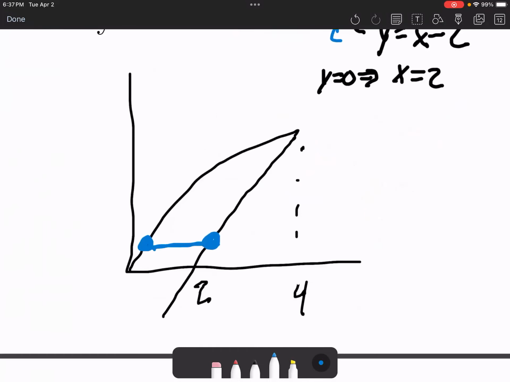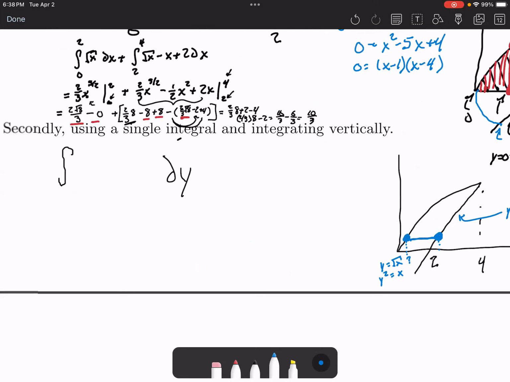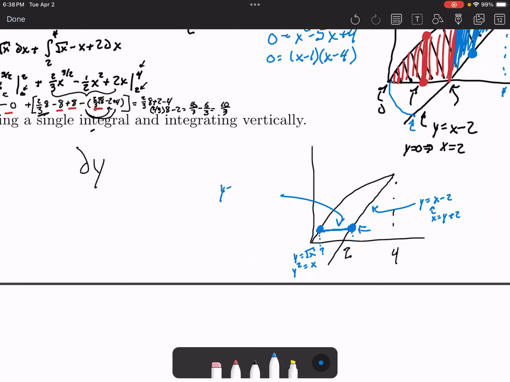So to compute these, recognize that this line came from y is equal to x minus 2. So the x value here of this blue line, the upper bound, can be solved here. So x is equal to y plus 2. The lower bound is given to us by y is equal to the square root of x, which we can solve for the x value by squaring both sides. Y squared is equal to x. So the length of these blue lines is given to us by this value, y plus 2, minus this value, which is this x value, y squared.